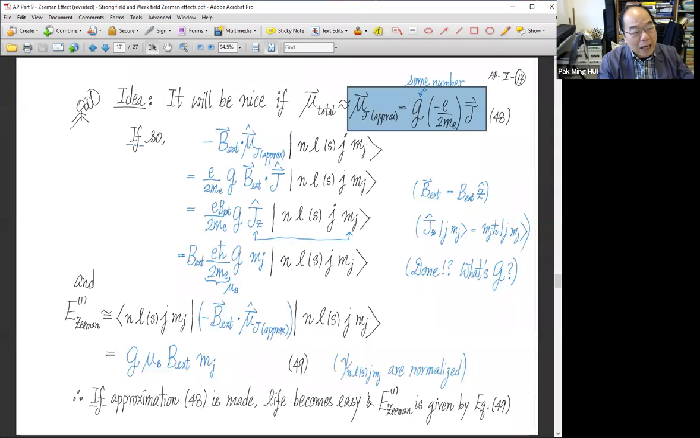It will be called the Landé g factor. Landé did that in, I think, 1930 or so. Landé was another student of Sommerfeld, I should say, like Heisenberg. So we have some goal here. So let's see how we can get at this approximation.